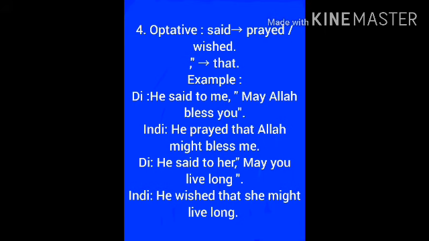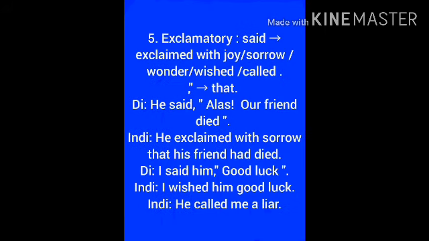Now you will see rule number 5, exclamatory sentence. In an exclamatory sentence, "say" turns into "exclaimed with joy", "sorrow", or "wonder", "wished" or "called". Inverted comma turns into "that". Direct: he said, "Alas, our friend died." It is a sorrowful sentence. For that, indirect: he exclaimed with sorrow that his friend had died.